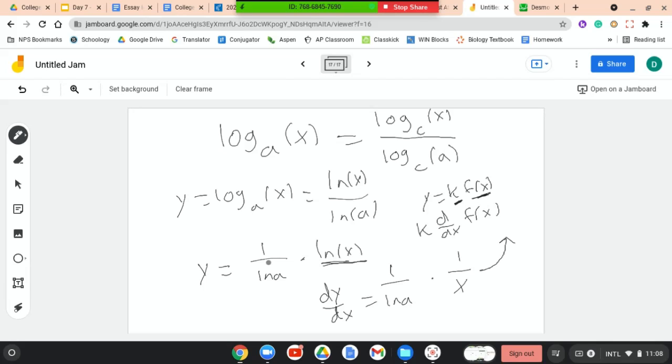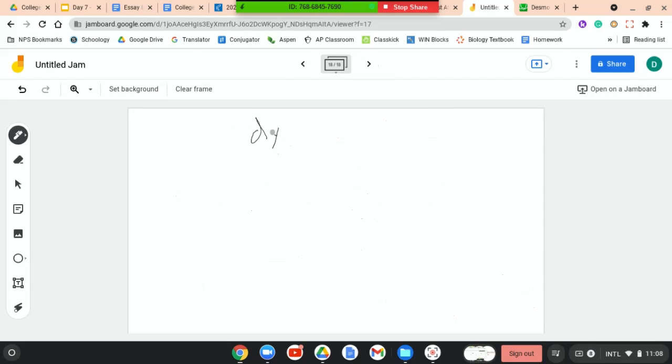So when we find the derivative of 1 over ln a times ln x, we take 1 over ln a times the derivative of ln x. Got it? Yep. If we multiply these two things together, we get 1 over x times ln a. Would you agree? I would. So then that's the derivative.